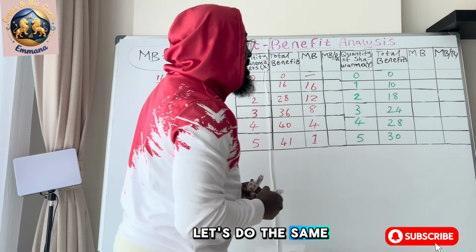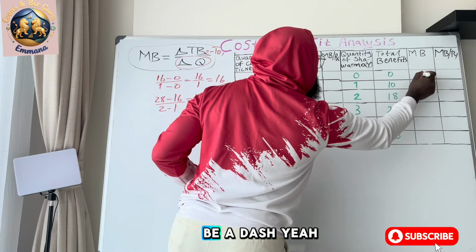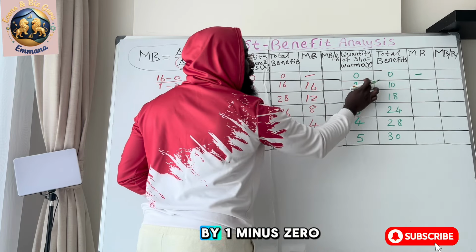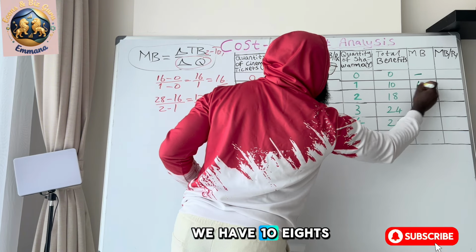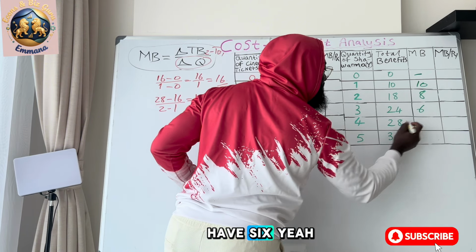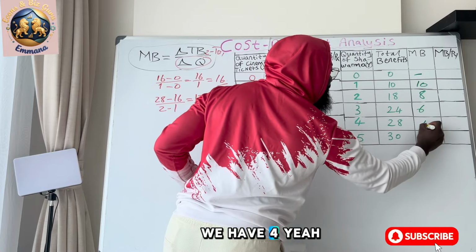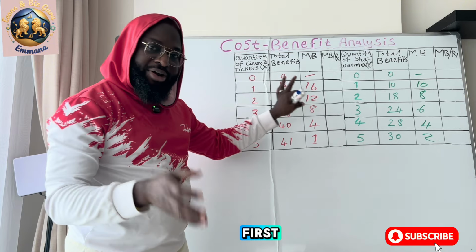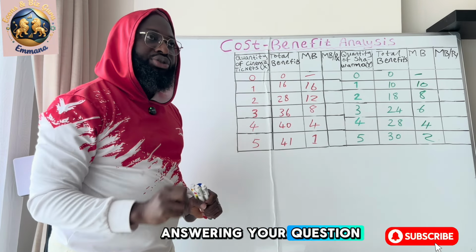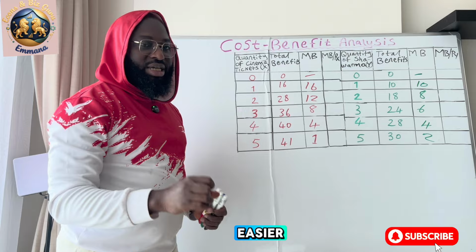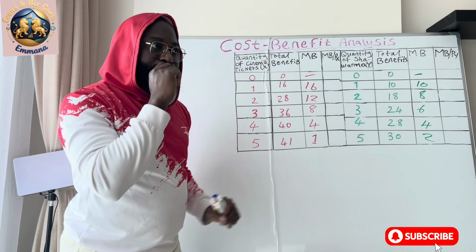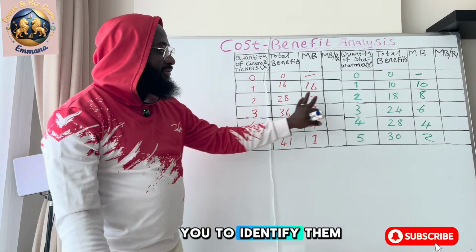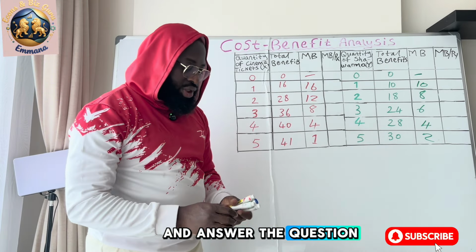Let's do the same for shawarma. The first one will be a dash. Here, 10 minus 0 divided by 1 minus 0, we have 10. Here we have 8, then 6, here we have 4, here we have 2. Always complete this table first before you go to answering your question. It makes your life easier. Once you have completed this table, whatever the questions are, it is easy for you to identify them from your table and answer the question.